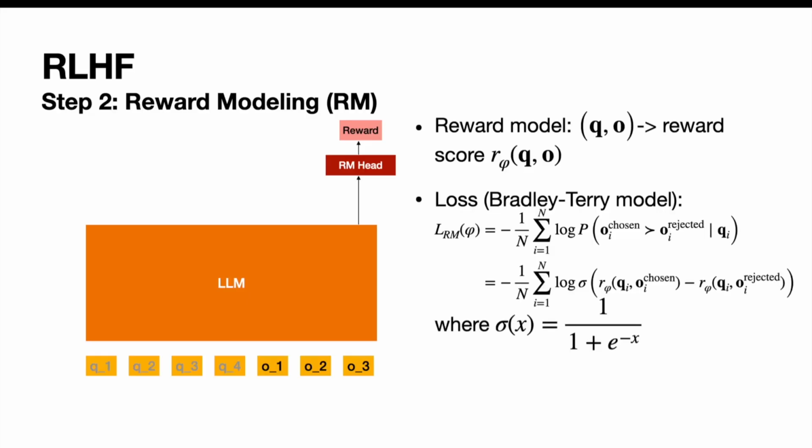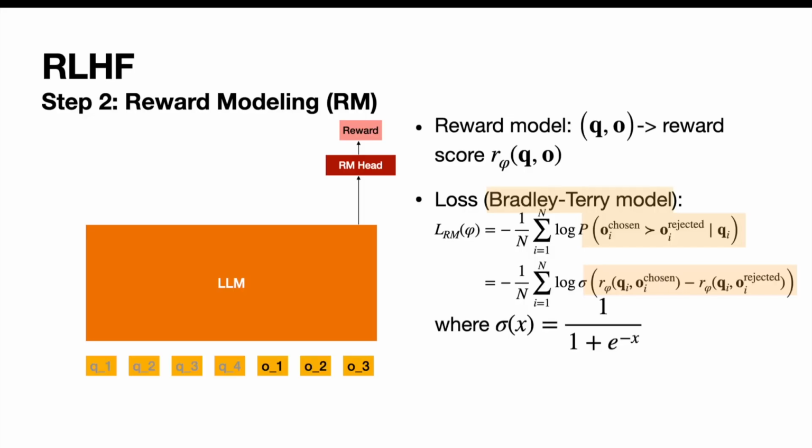To train this, we use the Bradley-Terry model. The Bradley-Terry model is a probabilistic model for pairwise comparison. It says that if 2 candidates have scalar scores, then the probability that one candidate is preferred over the other depends on the difference between their scores.